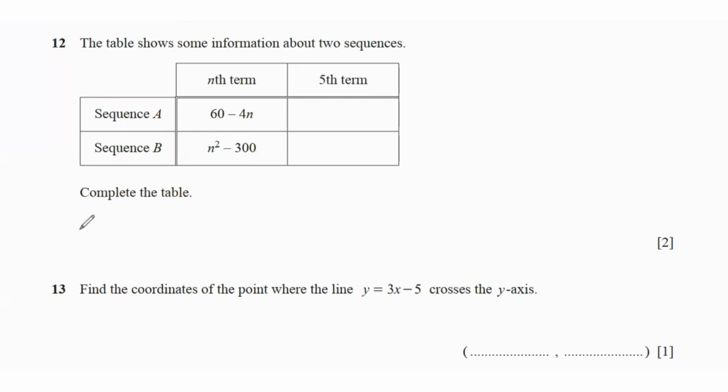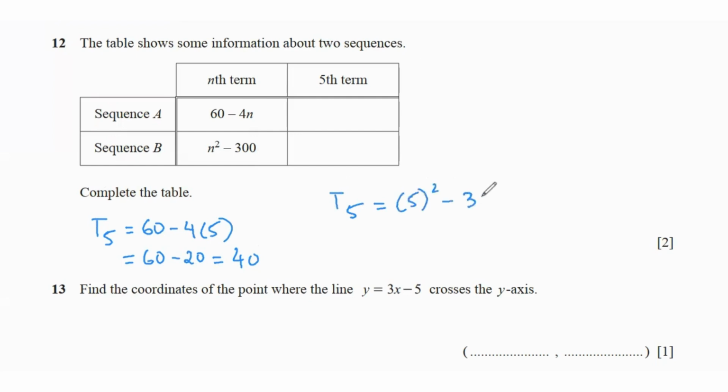and find your answer. So for the first one, P5 is going to be 60 minus 4 times 5, which is 60 minus 20, and that's 40. For the second one, T5 is going to be 5 squared minus 300, which is 25 minus 300. That equals negative 275. So this is 40, and this is negative 275.